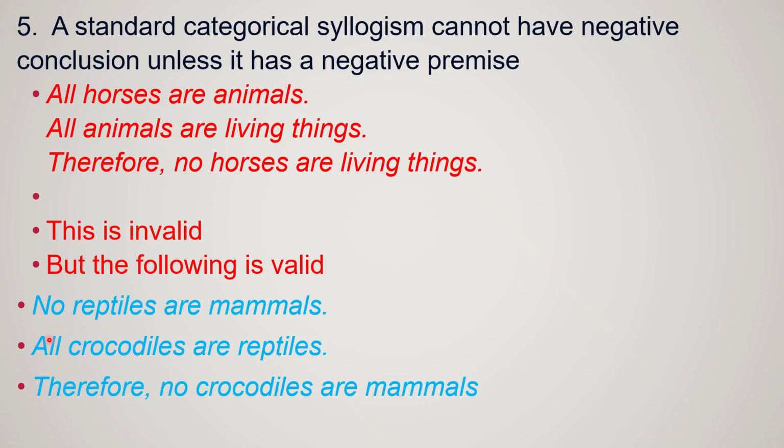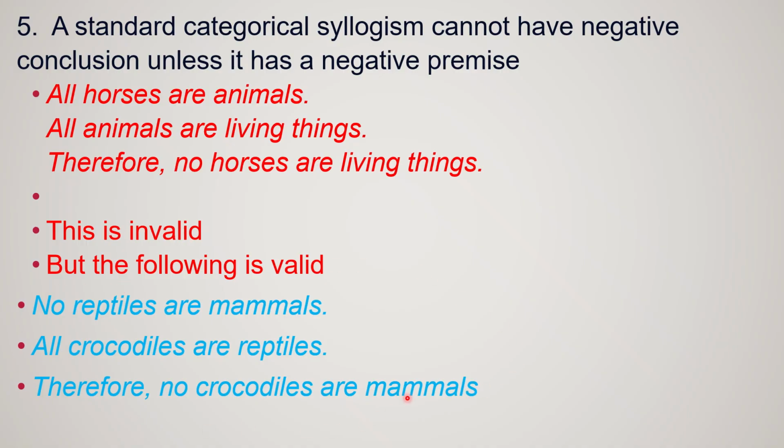No reptiles are mammals. So there is not even a single reptile that is a mammal. And we have, all crocodiles are reptiles. And therefore, no crocodiles are mammals. This is valid. If you think critically here, we have excluded all reptiles from being mammals, and we have said all crocodiles are reptiles. So if there is no reptile that is a mammal and a crocodile is a reptile, there is not any single crocodile that is a mammal.